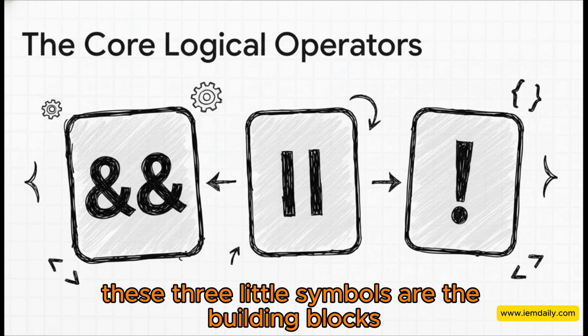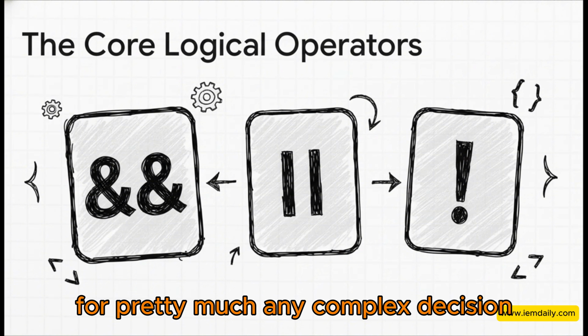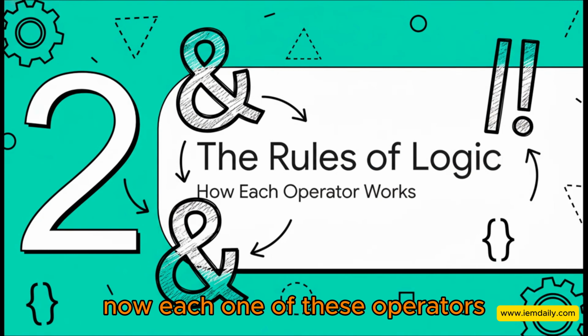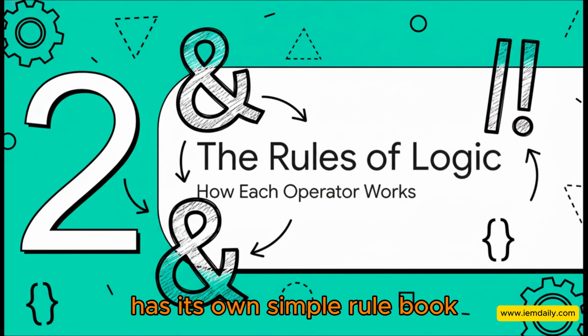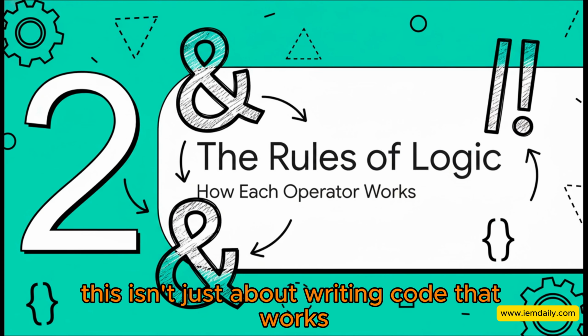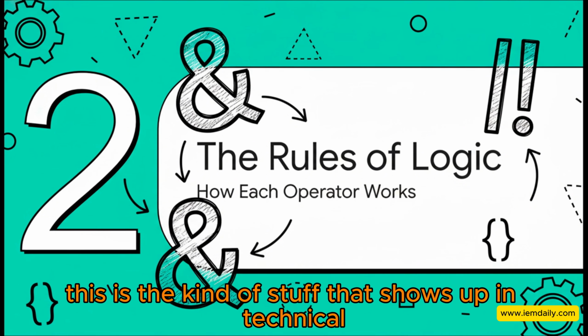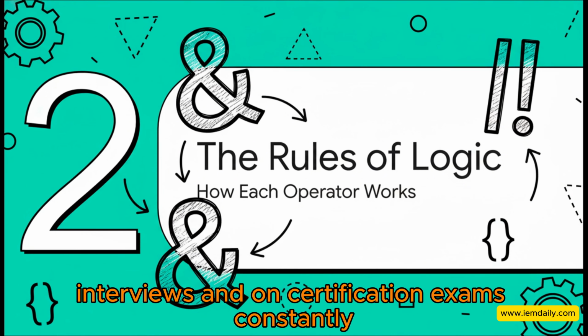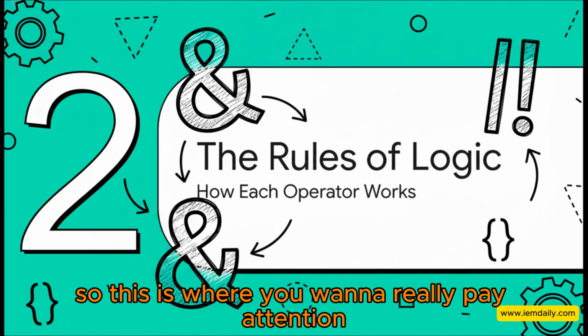These three little symbols are the building blocks for pretty much any complex decision your code will ever need to make. Now, each one of these operators has its own simple rulebook. And let me tell you, knowing these rules isn't optional. This isn't just about writing code that works. This is the kind of stuff that shows up in technical interviews and on certification exams constantly. So this is where you'll want to really pay attention.